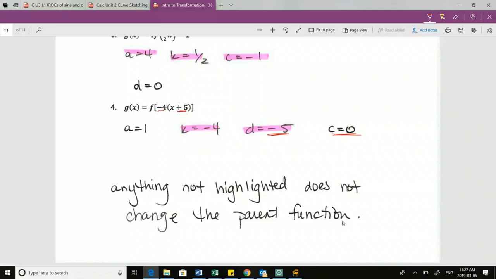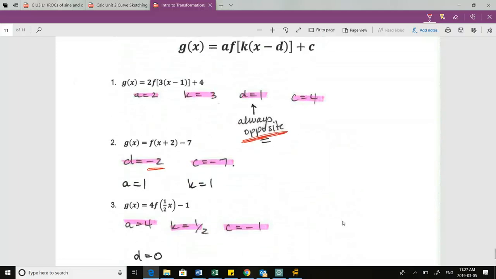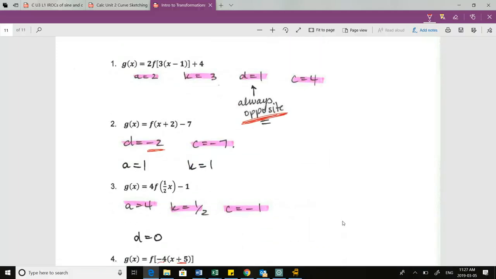Okay? Anything that I haven't highlighted above doesn't change the parent function at all. Remember how we had the defaults for the slider? Those are the original function unchanged. So the things that I've highlighted here are things that are actually impacting the graph of the original function. They're actually changing it around.